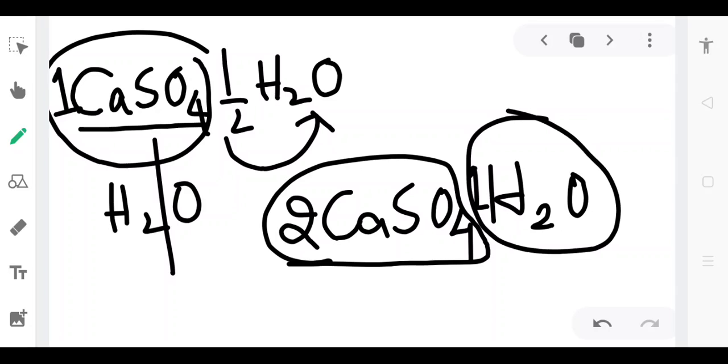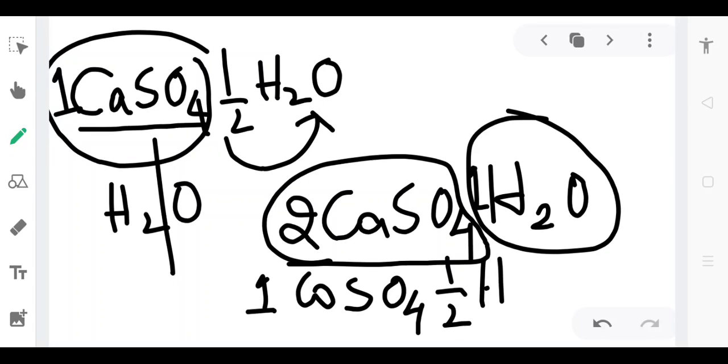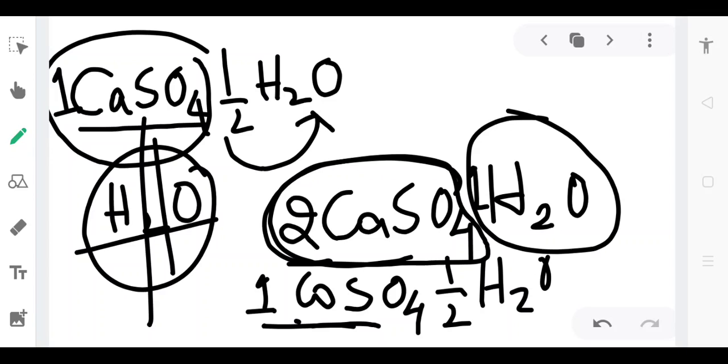That's why when we take one calcium sulfate molecule, we have to show it as half. Two together share one, meaning each calcium sulfate shares half of the water molecule, but they are not breaking it, they are just sharing together. Two calcium sulfate molecules together will share one water molecule. When we take one calcium sulfate, we express it as half H2O, but it doesn't mean we are breaking water into half. So this is about calcium sulfate, plaster of Paris preparation.